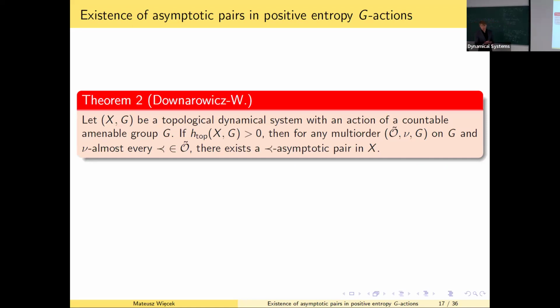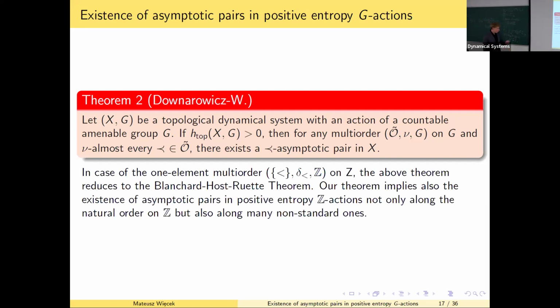And this theorem is a strengthening of the previous one, and it states that if we have a topological dynamical system with an action of a countable amenable group, and it has positive topological entropy, then for actually any multi-order on our group G, and for mu almost every order from this multi-order, there are asymptotic pairs, so pairs asymptotic with respect to this order. So we may take any multi-order on our group, and with probability 1, we will find asymptotic pairs with respect to any order from this multi-order.